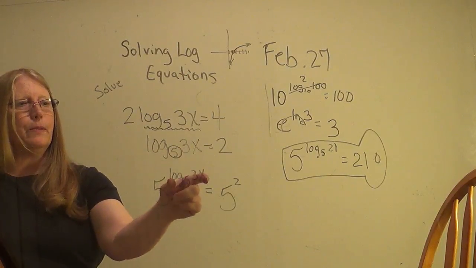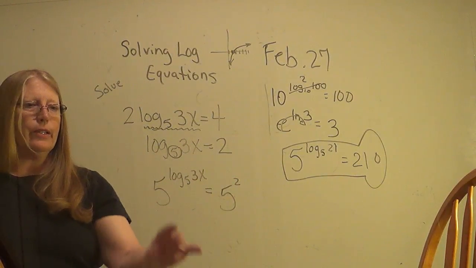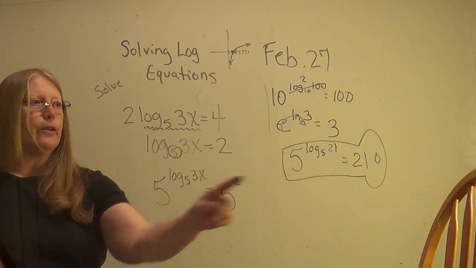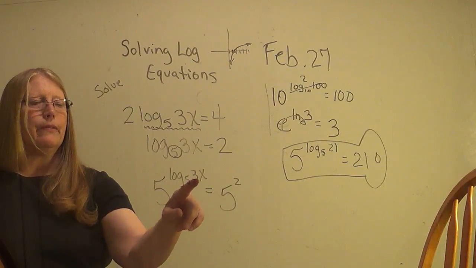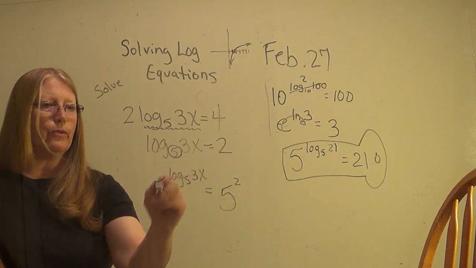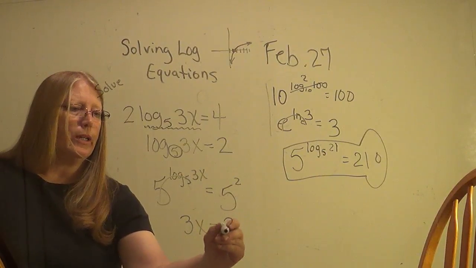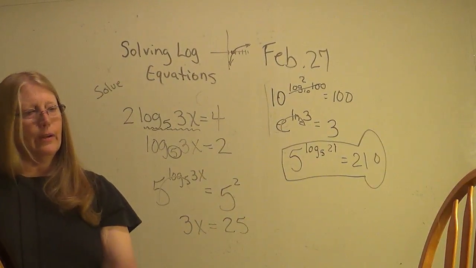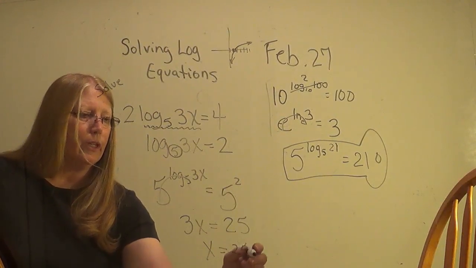This became the exponent of 5, and this became the exponent of 5. The reason why I need a 5 here is so I can use this key. 5 raised to the log base 5 of 3x is just 3x, equals 25. So I divide both sides by 3 and we get 25 thirds.